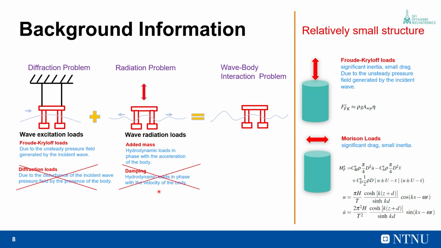Now for smaller objects, you can ignore the effects of diffraction because the object is small, and so the ability of the object to scatter the waves is small. And we can also neglect the effects of damping because the wave making ability of the object is small. Now, if there is significant inertia in the wave load, then the wave loads can be approximated as the Froude-Krylov loads. And if there is significant drag when compared to inertia, then the wave loads can be prescribed by using the Morison equation.